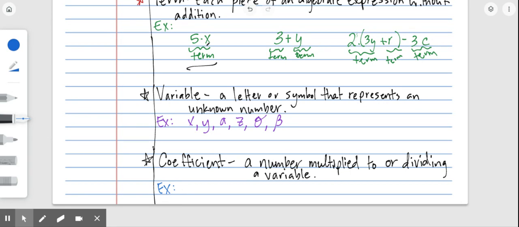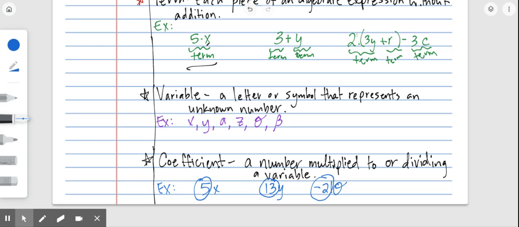If I have 5x, this 5 is a coefficient. I'm going to circle it. If I have 13y, this 13 is a coefficient. If I have negative 21 theta, this 21 is a coefficient.